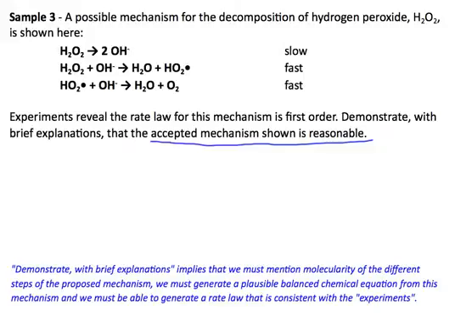We have to generate a plausible balanced chemical equation from the mechanism, and we need to be able to generate a rate law consistent with experiments. And so we can generate the rate law pretty quickly because we know the rate determining step. The slow step is the rate determining step. That's step 1. And so a rate law: R equals k, concentration of hydrogen peroxide, raised to the power of 1. So there's our rate law, which is acceptable because it says the rate law for the mechanism is first order. That's a first order reaction, so that elementary process.